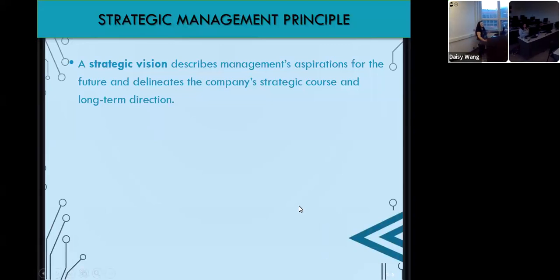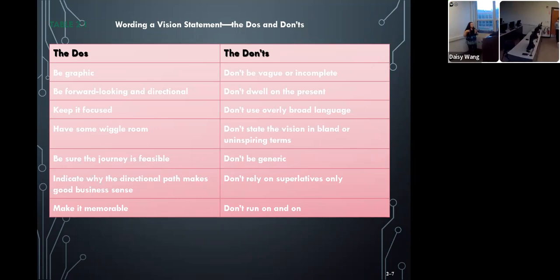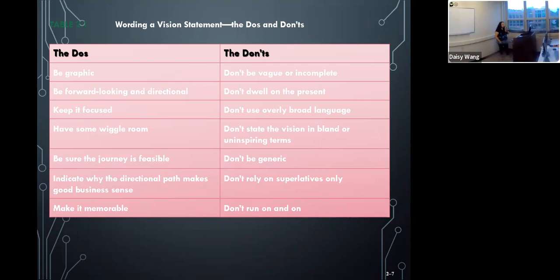So the vision describes the top management's aspiration for their future, and their long-term direction. And there are do's and don'ts. The do's: you want it to be graphic, somewhat powerful, forward-looking and directional. But at the same time, keep it focused. You don't want it to be too vague, but on the other hand, you don't want it to be too generic. But you do want to have some wiggle room.